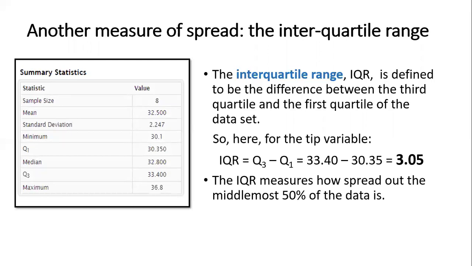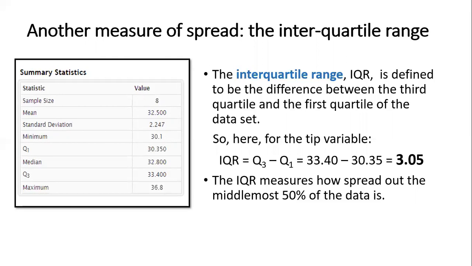So for our tip variable, IQR is Q3 minus Q1, 33.40 minus 30.35. That's going to be $3.05. That is the IQR, or interquartile range, for the data set. The interquartile range measures how spread out the middlemost 50% of the data is. Remember that there's 25% of the data below Q1, 25% of the data above Q3. So that measure of spread tells us how spread out the middle 50% of the data is.